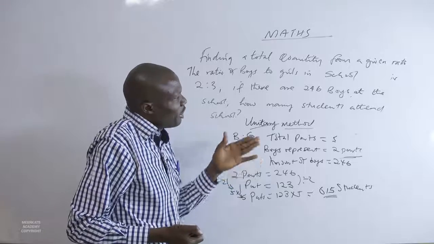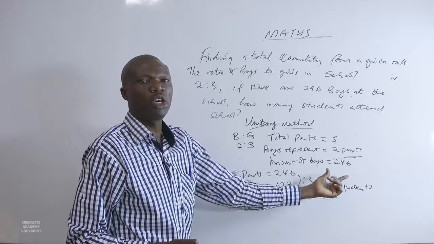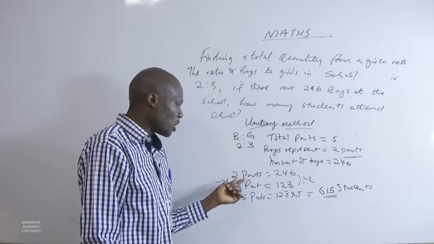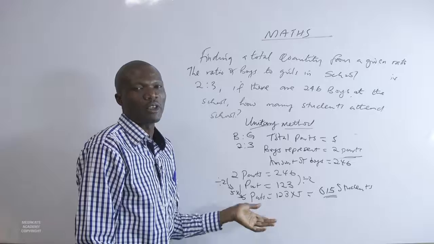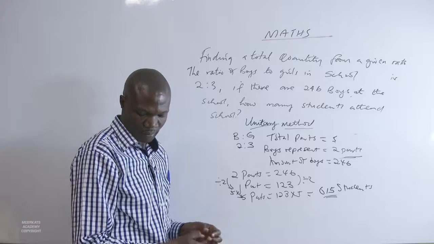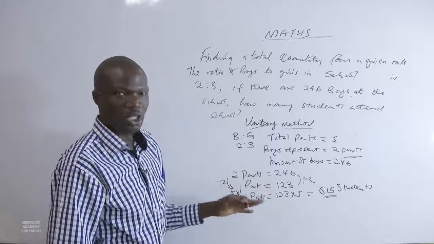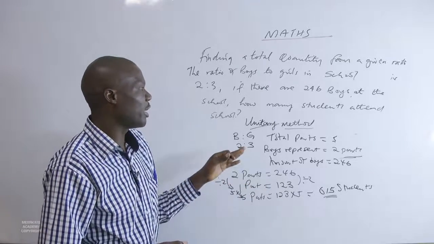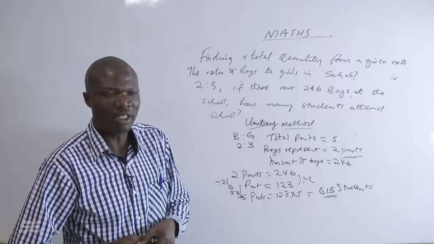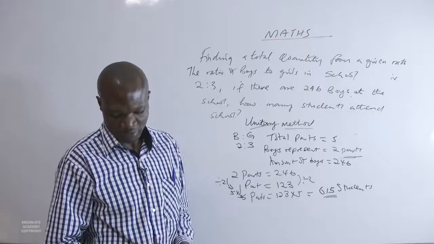If they had asked for the number of girls, we would take 615 minus 246, or using the unitary method, because girls is 3 parts, take 3 parts multiplied by 123. But the question we should answer is, how many attend the school? And you have said 5 parts attend school. And what does 5 parts represent? It is 123 times 5, which is 615 students.